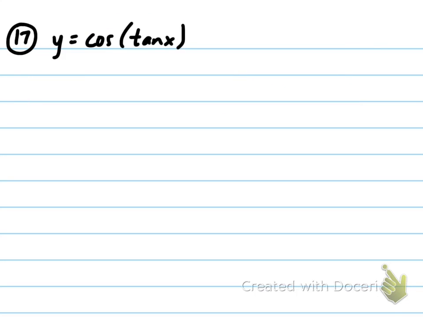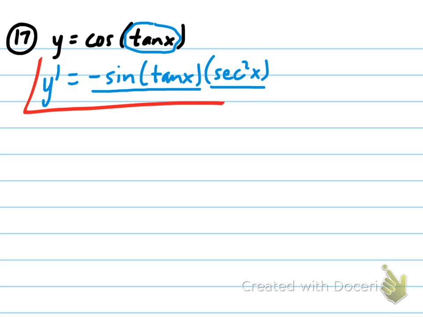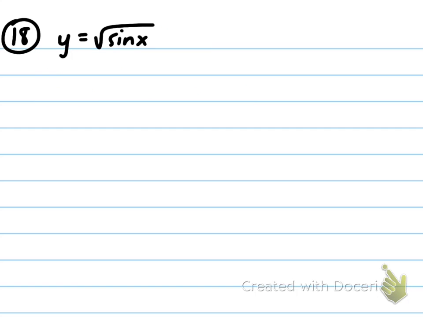Okay, 17. Almost there. Y prime equals, okay, so we have the cosine of something, and the derivative of the cosine of something is negative sine of that something. But since that something is not just x, we're going to multiply by the derivative of that something. The derivative of the tangent of x is the secant squared of x. That's it. So we have the negative sine of the tangent of x multiplied by the secant squared of x. Okay. On to number 18.